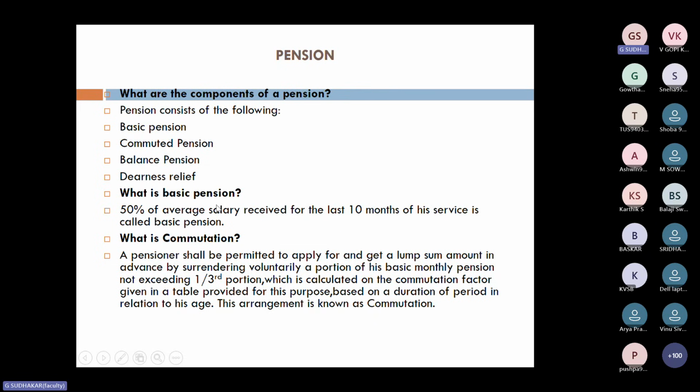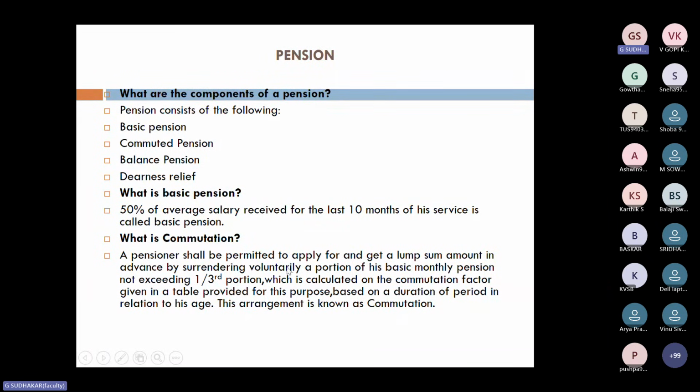Suppose it is 1 lakh with no increment, so I will take 1 lakh. 50% is 50,000, which is your basic pension. What is commutation? From this 50,000, you can commute 1/3 and get a lump sum amount right after retirement. This is not compulsory. If you want, you can commute; otherwise, you need not. But the maximum commutation is 1/3. You can commute less than 1/3 also. So this is the commuted portion.